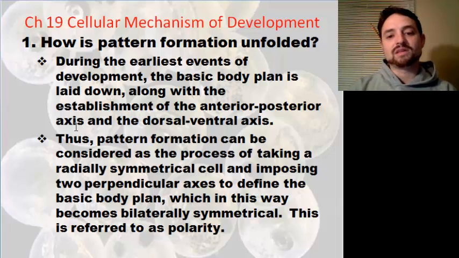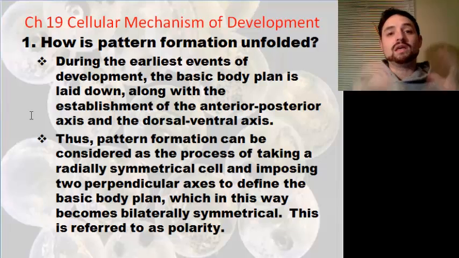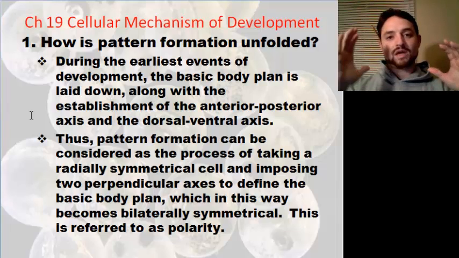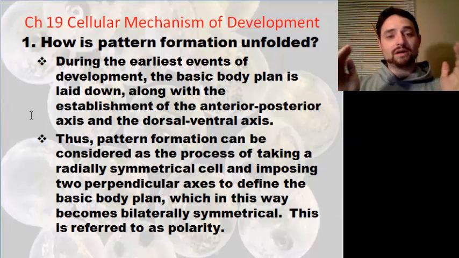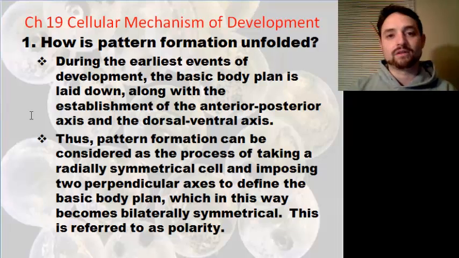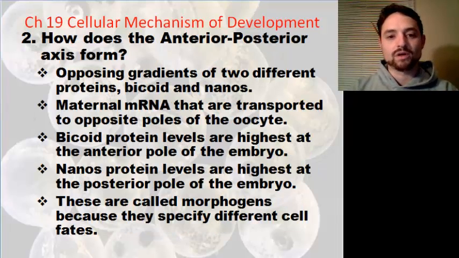Pattern formation can be considered a process of taking a radially symmetrical cell and imposing 2 perpendicular axes to define the basic body plan, which in this way becomes bilaterally symmetrical. This is referred to as polarity. So we're establishing one end and the other end, a head and a tail, a back and a belly. Just like in a magnet, the polarity is north and south. There are 2 ends and they act differently. Same with pattern formation in organisms.